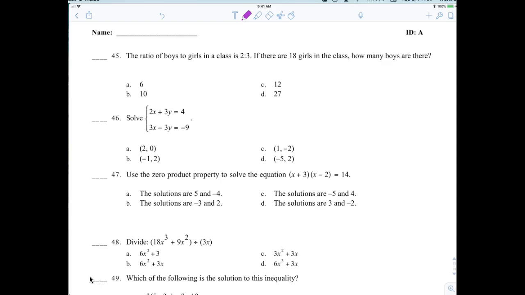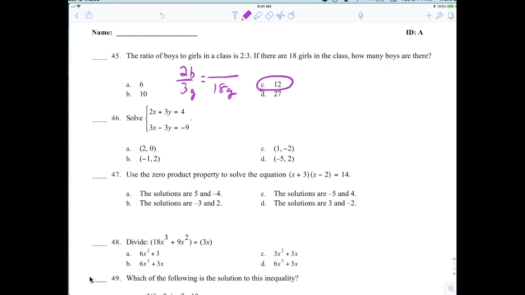So here it says the ratio of boys to girls is 2 to 3. That means for every 2 boys, there are 3 girls. And they say you have 18 girls. So that would give you what? 12 boys. All right.